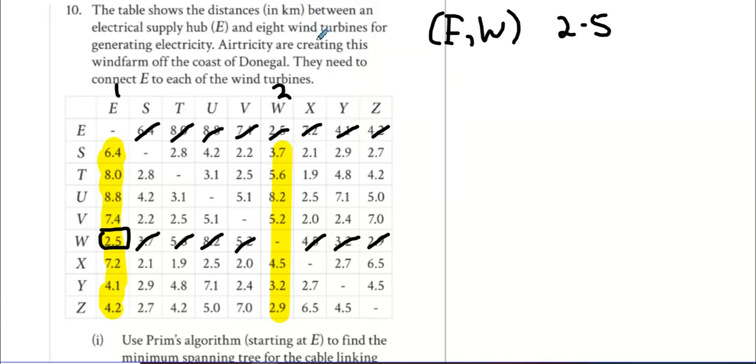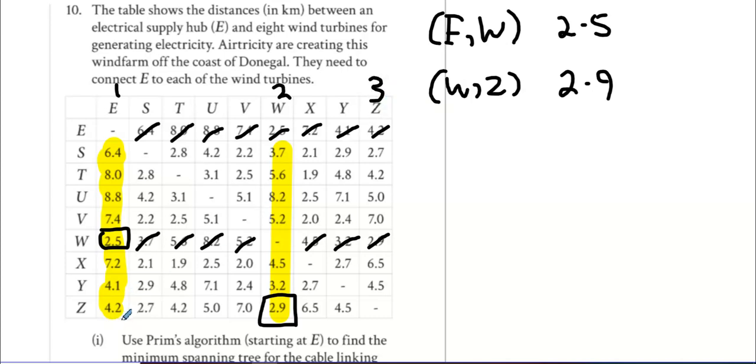I think it's W to Z, 2.9. Anybody in agreement with me? W to Z is 2.9. I'm going to select this one. All right. And Z is number 3. Destroy all Z's.